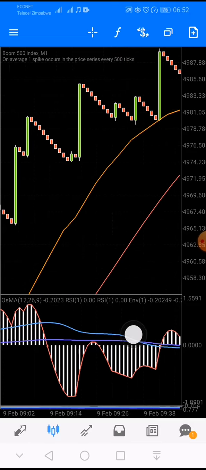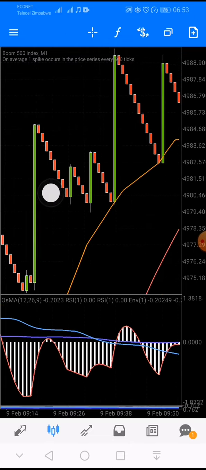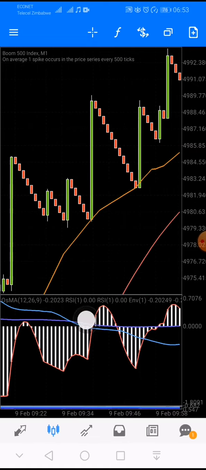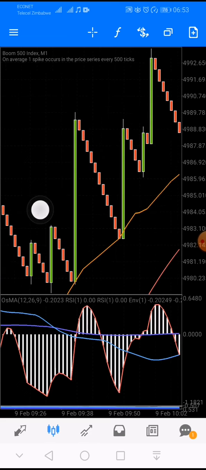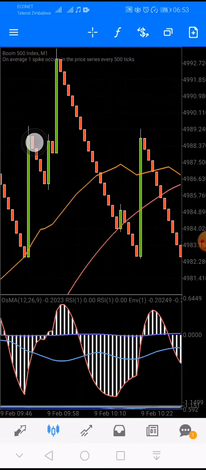And you can see from this crossover here, we received our spike. And this was a reversal again. And you can see that we received maybe about 10 entries, and it's now 9:38, 9 hours only, on the 9th of February. So we still have a long day to go.